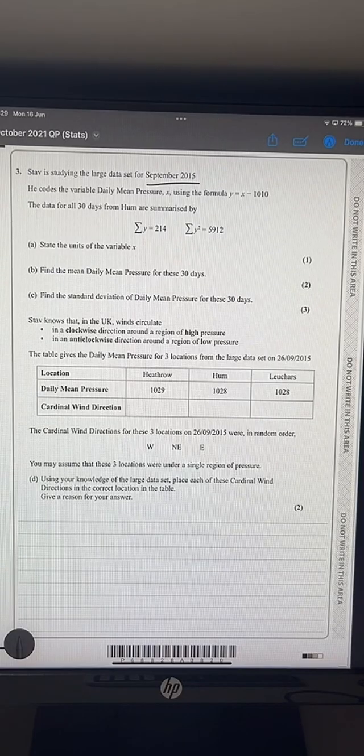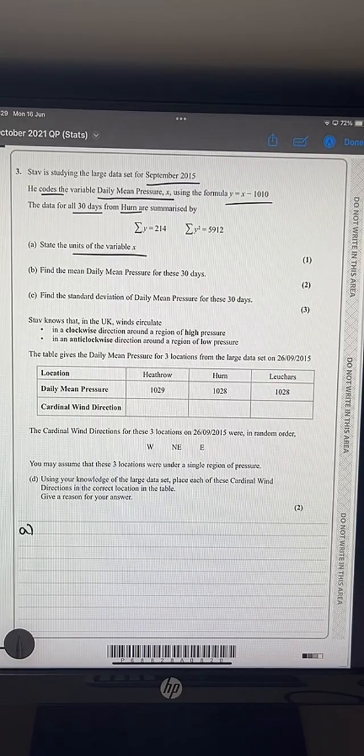So this is September, we're thinking autumn and stuff. He codes the variable daily mean pressure, x, using the formula y equals x minus 1010. The data for all 30 days from Hurn are summarized by this, and notice their y values. State the units of variable x.